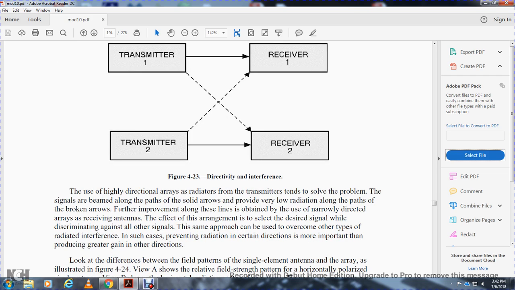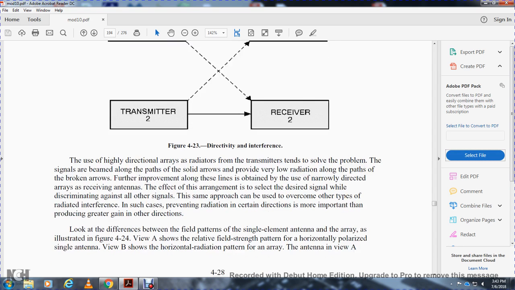Usually directional arrays at the transmitters tend to solve the problem, as the signals are beamed along the path of the solid arrows to provide low radiation along the path of the broken arrows. For further improvement, directional arrays can also be used at the receiving antennas, with the effect that they can be selected to receive the desired signal while discriminating against all other signals. The same approach can be used to overcome other types of radiated interference: preventing radiation in certain directions is important to produce greater gain in other directions.